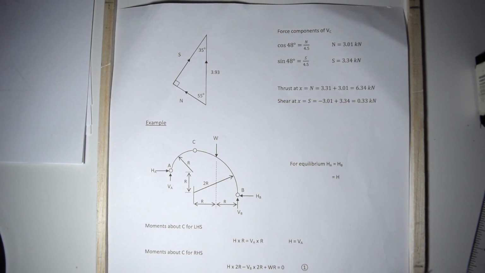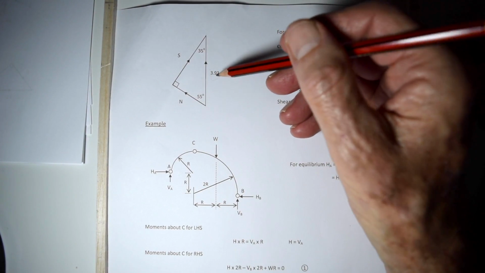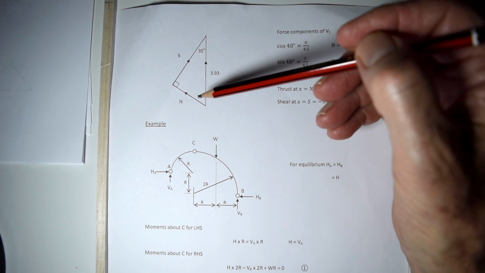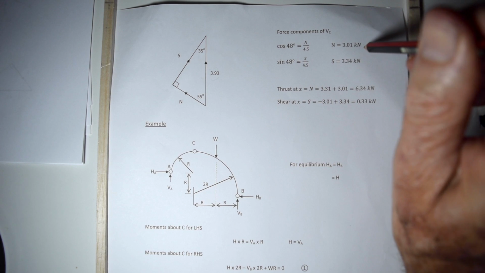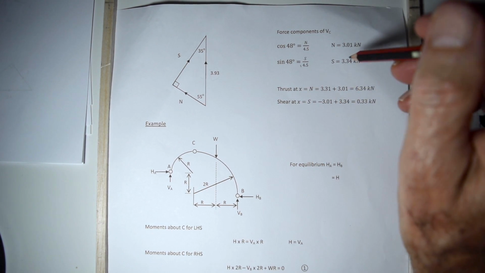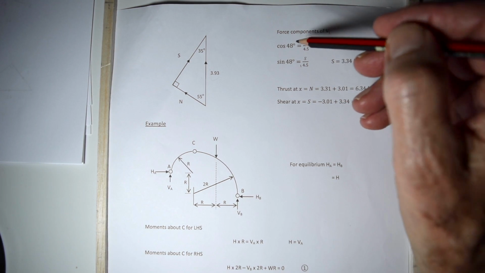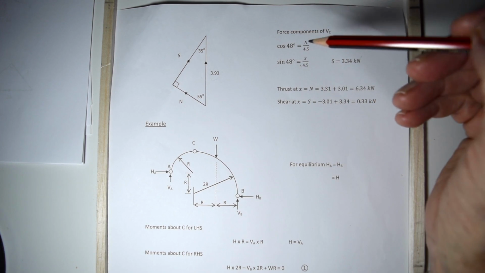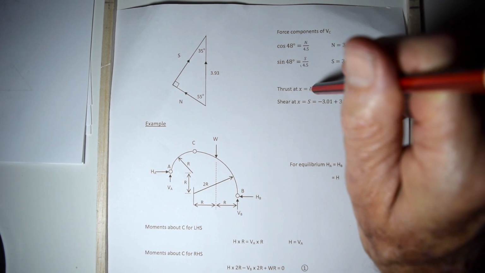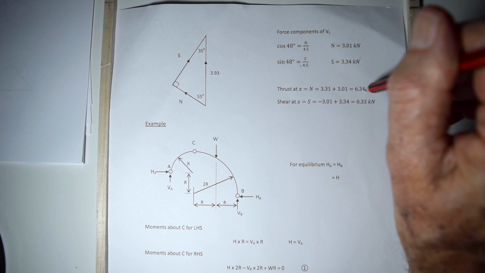And these are the force components of the vertical force of 3.93, which is VB, done in exactly the same way. We note that angle is 35 degrees, 55 degrees. There the trigonometry is. Very straightforward. And when you add up the force components of the 3.93 kilonewton load and the horizontal force as well, in other words, so that we can find the thrust at X, you come up with this answer, 6.34.